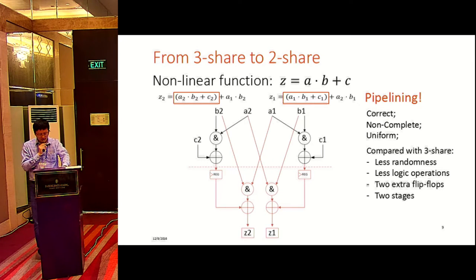And now we compare this with the three-share implementation. So right now, we only have two shares for each variable. So of course, we need fewer random numbers to share the intermediates. And we also need fewer logic operations, because here we only use four AND operations and four XORs, which in three-share we need more. But we need two extra flip-flops here to store the intermediates. Well, this seems to cost more, but actually when you consider you need flip-flops to store B2, all the shares of the inputs and outputs, in total we still save some storage here. Another thing is the computation uses two stages, but if this calculation can be pipelined, actually we don't lose too much.